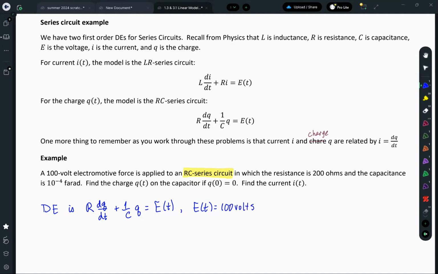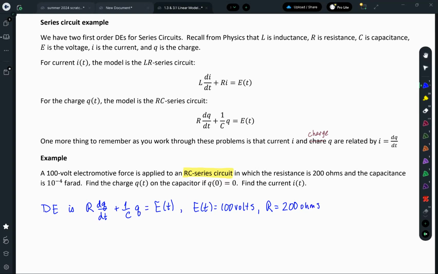Okay, I'm going to keep going. A 100 volt electromotive force is applied to an RC series circuit in which the resistance is 200 ohms. So big R equals 200 ohms. You could write the symbol, or you could just write out ohms. I tend to do that instead.